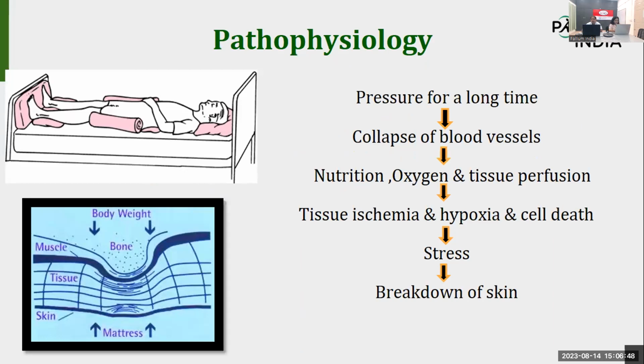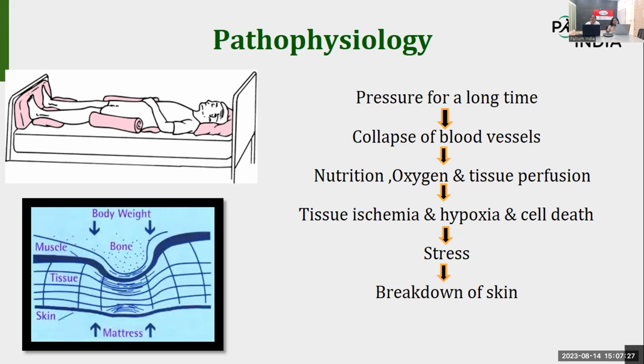Pathophysiology: how this unrelieved pressure is causing bed sore, right? As you can see in the image, the person is in the supine position, and in the image below it is shown that in the bony prominence area, because of the unrelieved pressure or the weight of the body, the bone is compressing the tissue. The mattress is below, so between the bone and the mattress there is a layer of skin. That skin will be torn because of that unrelieved pressure, right?